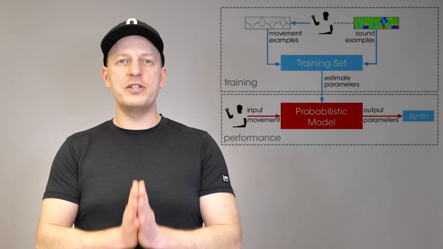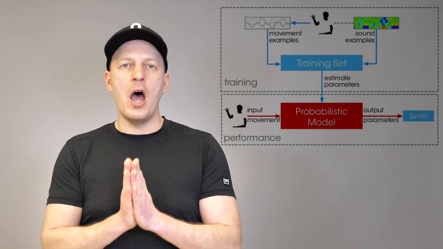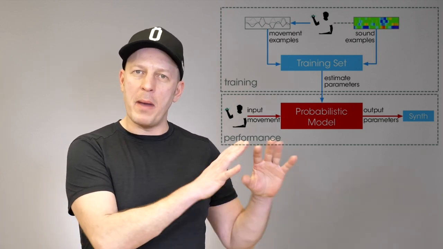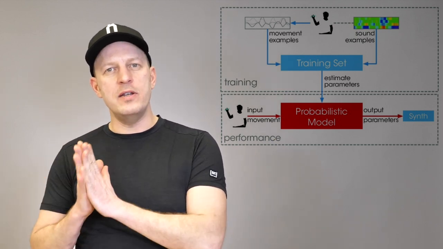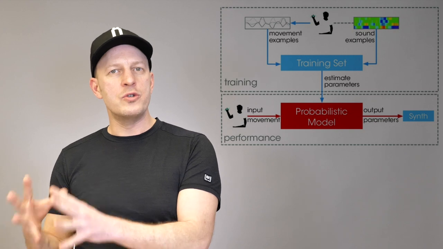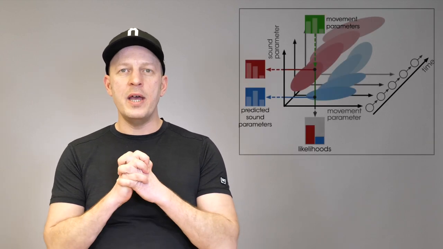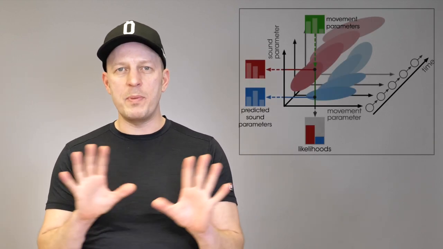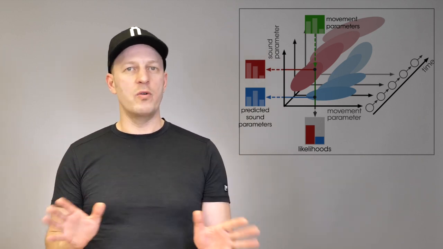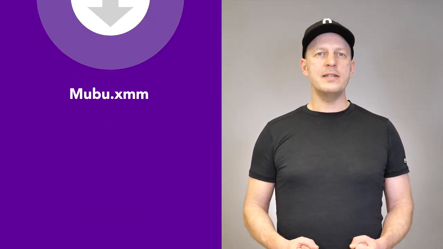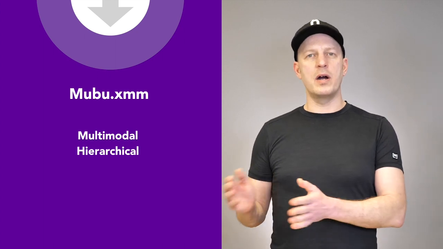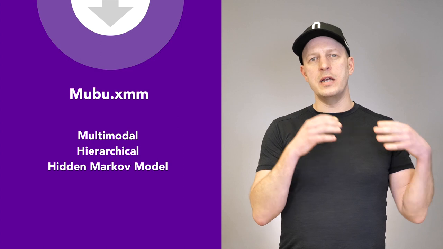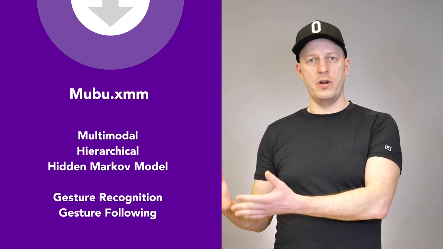The mapping by demonstration approach involves an interaction loop that consists of two phases. A training phase that allows the user to define mappings, and a performance phase in which the user controls sound synthesis through the previously defined mappings. The XMM part of the Mubu package is designed to make this interaction loop transparent to the user without requiring expert knowledge of machine learning algorithms and methods. In the following examples, the XMM multimodal hierarchical hidden Markov model algorithm simultaneously enables gesture recognition and gesture following.